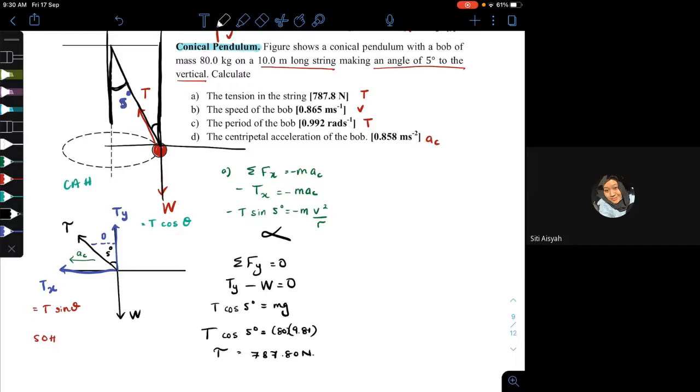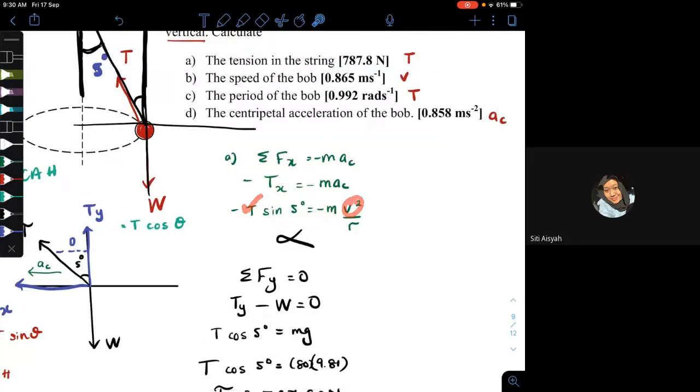Okay, so let's move on to the next question iaitu to find the value of speed iaitu V kan. So kita tahu kita dah try and error sebelum ni. We could find our V from here. So sekarang kita dah ada nilai tension. Sin 5 boleh tekan kalkulator. Mass ada. Velocity je nak cari. So maksudnya ada satu unknown yang kita kena solve lagi iaitu cari nilai R. Okay, could we find the value of R from the diagram?